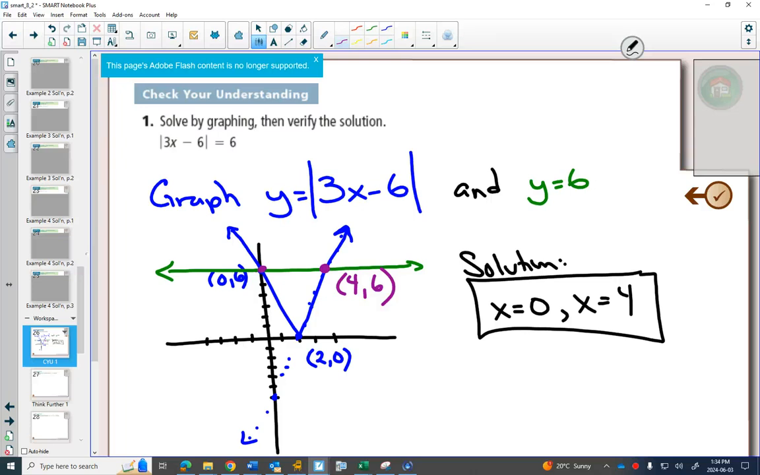Double check it. If you plug in 4, 3 times 4 is 12. Minus 6, is it equal to 6? Absolutely. Double check 0. 3 times 0 is 0. Minus 6 is −6, but the absolute value of −6 would make it positive. And that works as well. Okay, so some to try on your own. Try 5a and 6.